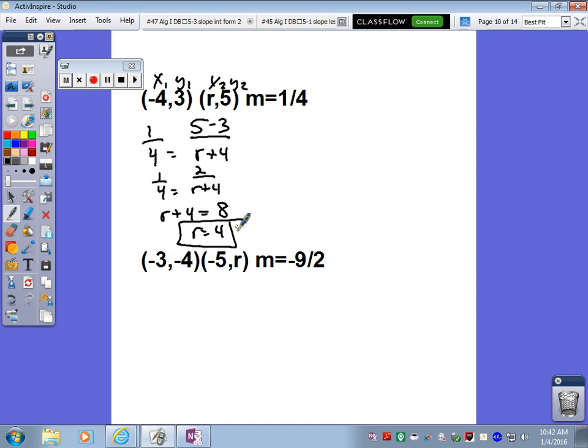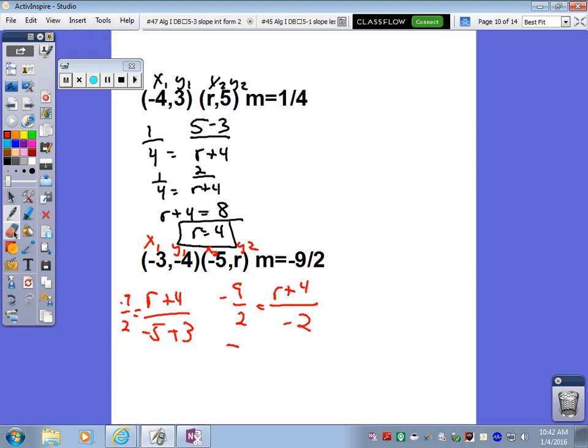So again, we're going to do the same thing here. x1, y1, x2, y2. And you're going to have r plus 4 over -5 plus 3. And -9/2 equals that. So now we're going to go with -9/2 equals r plus 4 over -2. -9 times -2 is 18. 2 parentheses r plus 4. 18 is equal to 2r plus 8, and r is equal to 5. So here's some good examples on how to solve for r.